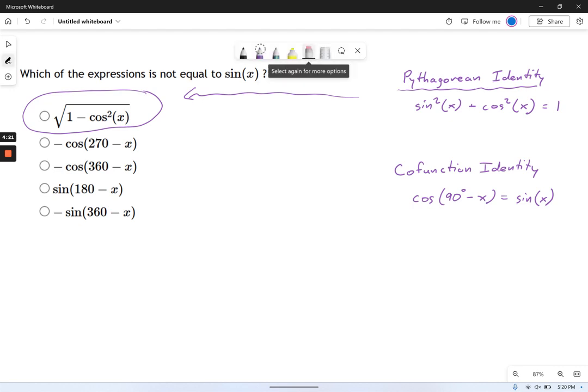Okay, so that is equal to sine. What we're looking for is something that does not equal sine. So we can move on. We didn't need to prove this in detail.